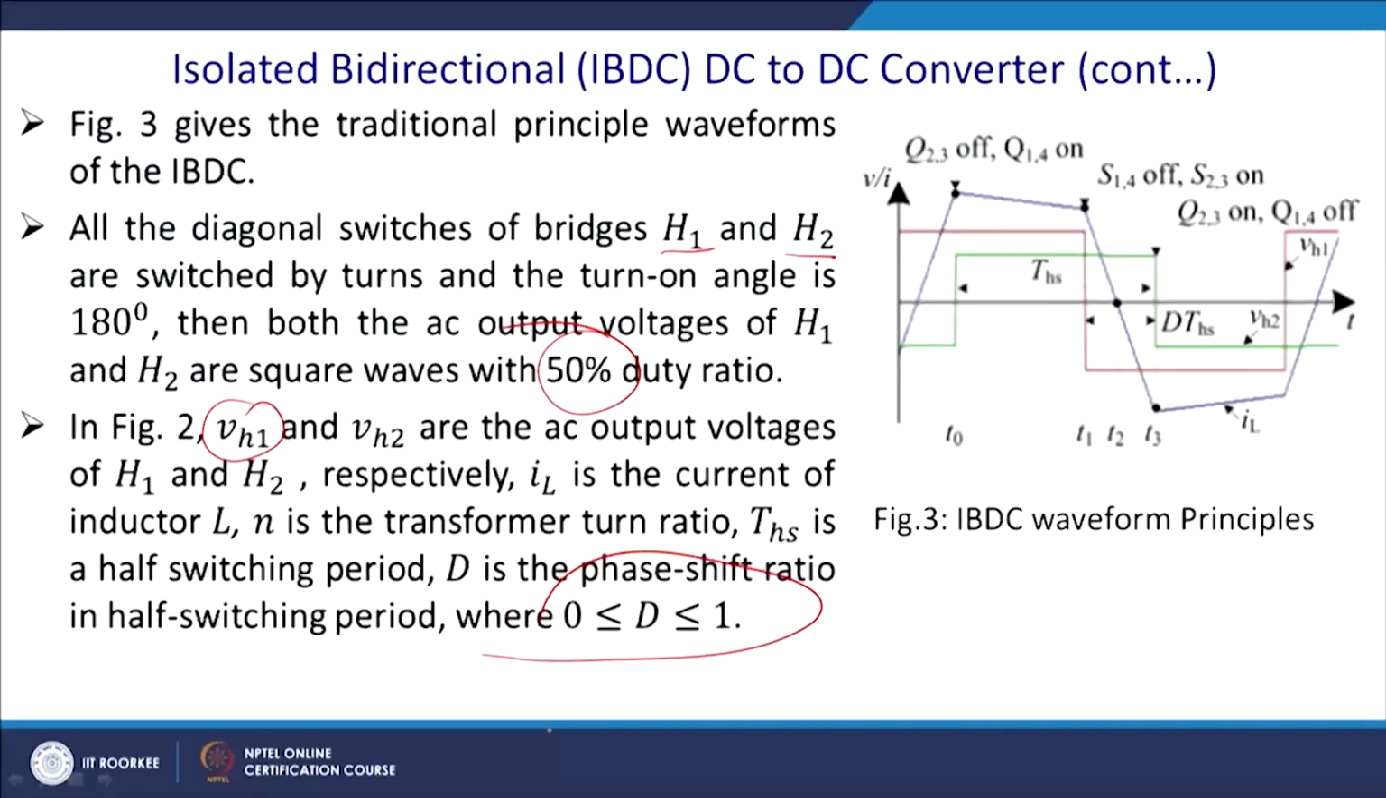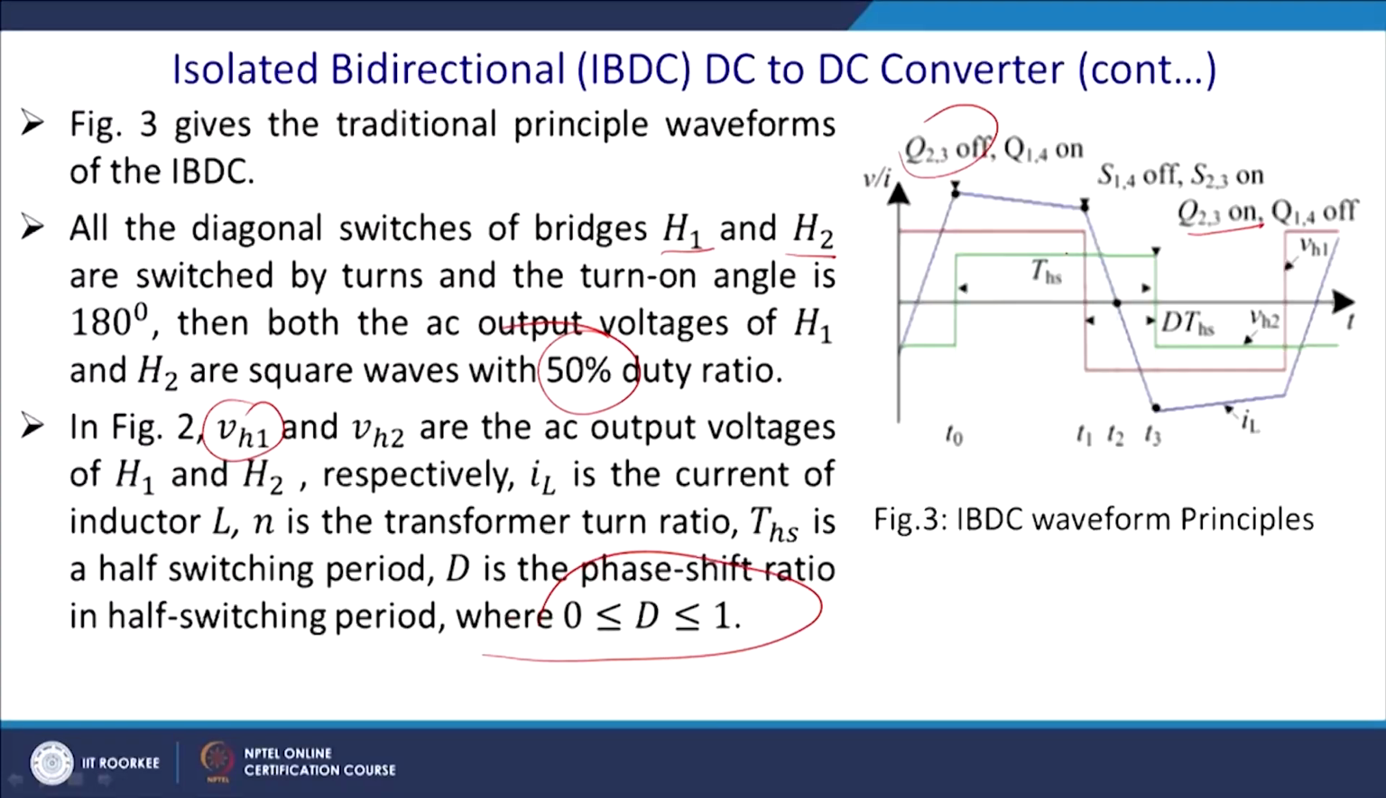So, you can see that in this region, when the current ramps up, Q1 and Q4 are off and Q2, Q3 are on. Similarly, here S1, S4 are off and S2, S3 are on. Similarly, here Q2, Q3 are on and Q1, Q4 are off.